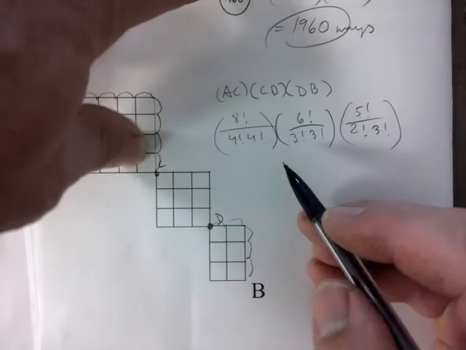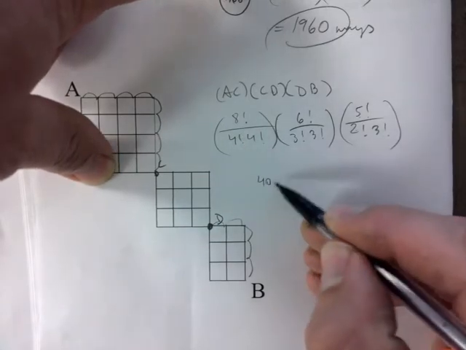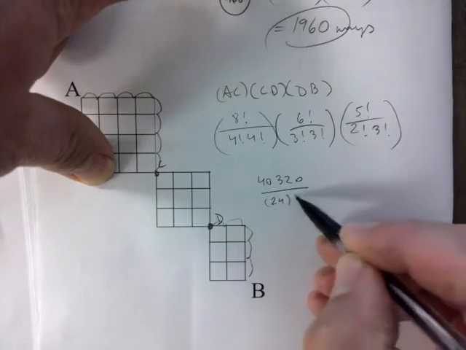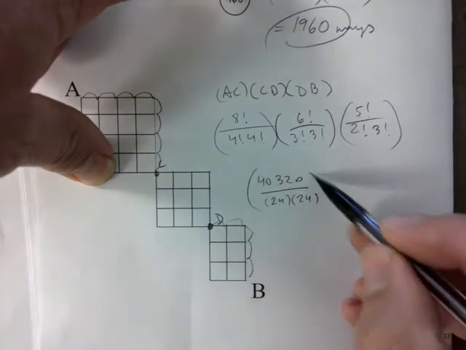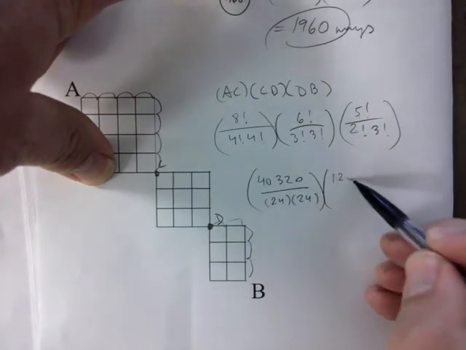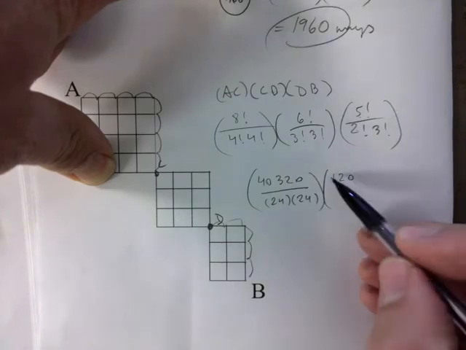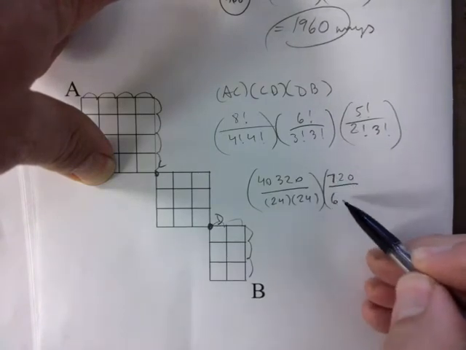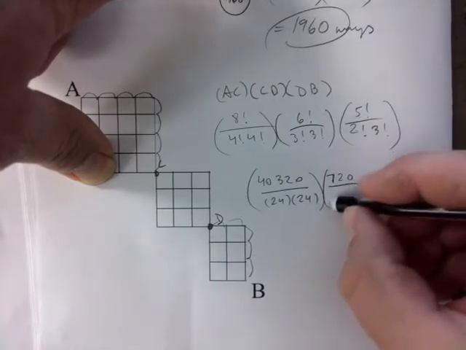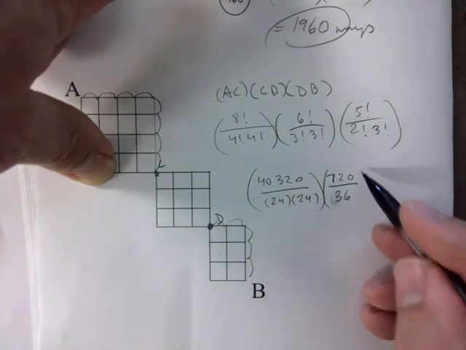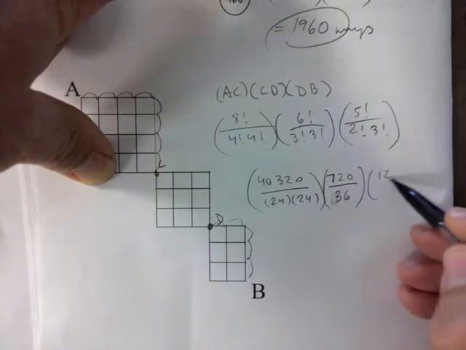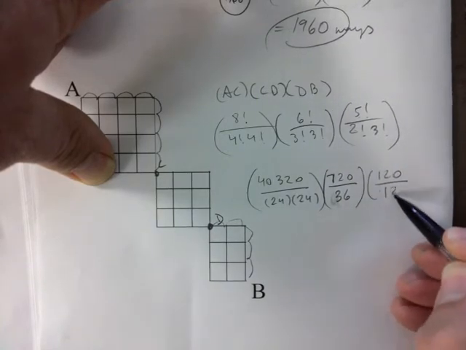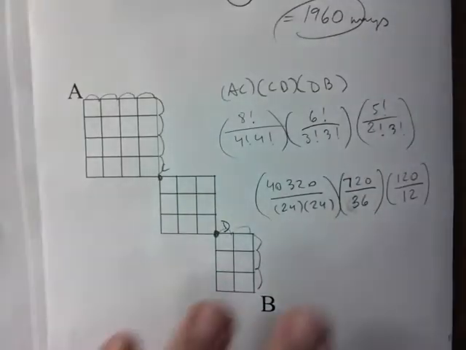And I'm just going to peek up here. 8 factorial is 40,320. 24 and 24, right? 6 factorial is 720, sorry. 720, and then 3 factorial, that's basically 36. Why don't we just write down 36? And then 5 factorial is 120 over 2 times 6, which is 12. We know that's 10, right?